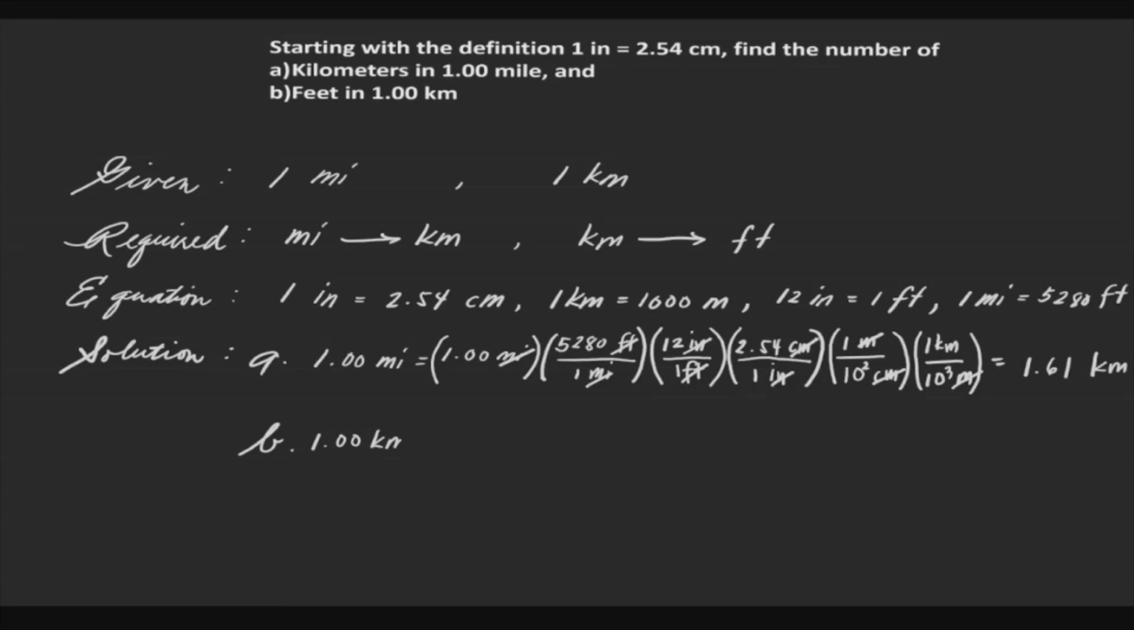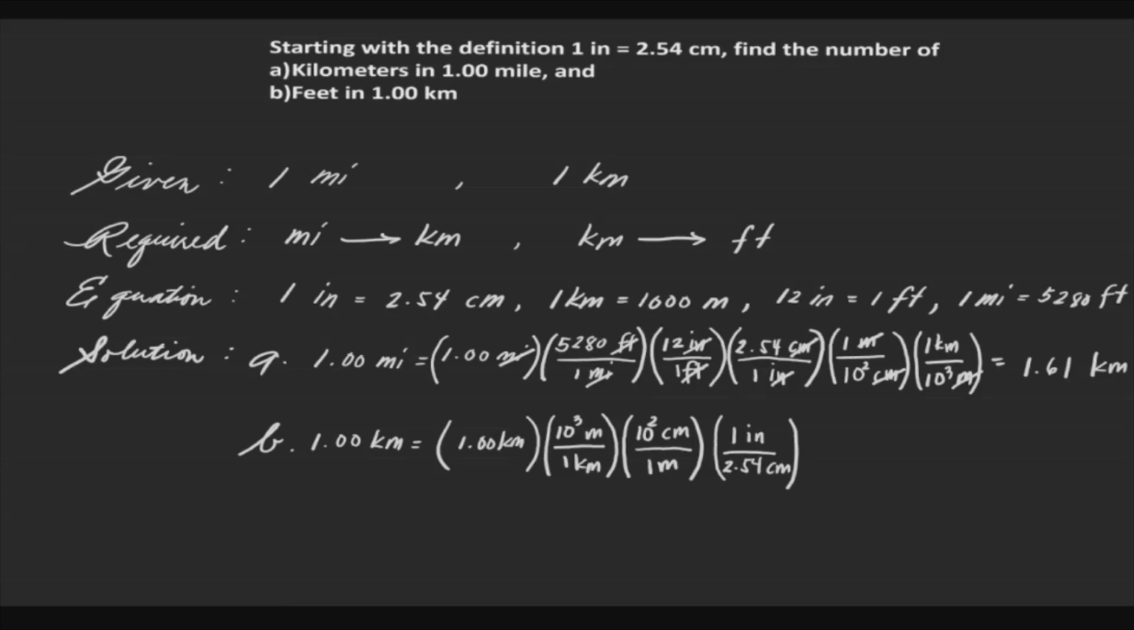For letter B, 1 kilometer is equal to, so we multiply 1 kilometer to the conversion factor, kilometers to meters. We have 10 to the power of 3 meters or 1,000 meters in 1 kilometer. Then we multiply the conversion factor for meter to centimeter, 10 to the power of 2 centimeters or 100 centimeters in 1 meter. Next, we multiply the conversion factor for centimeters to inches. For every 1 inch, we have 2.54 centimeters. Lastly, we multiply the conversion factor for inch to feet.